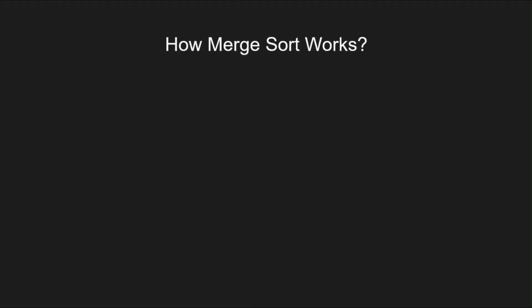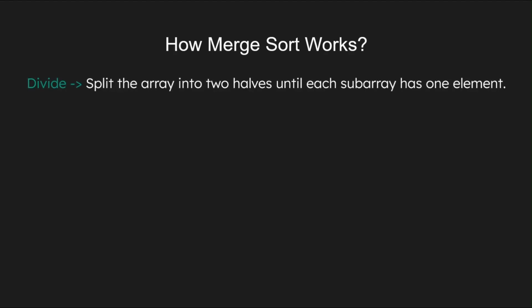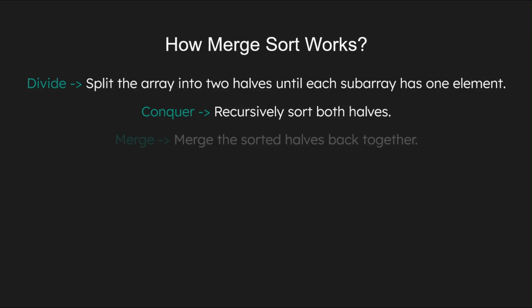Merge sort works in three steps. First, we divide array into halves until we get single element subarray. Then we sort and merge the smaller array in order. The merging step ensures the final array is sorted. Let's see this process in action.